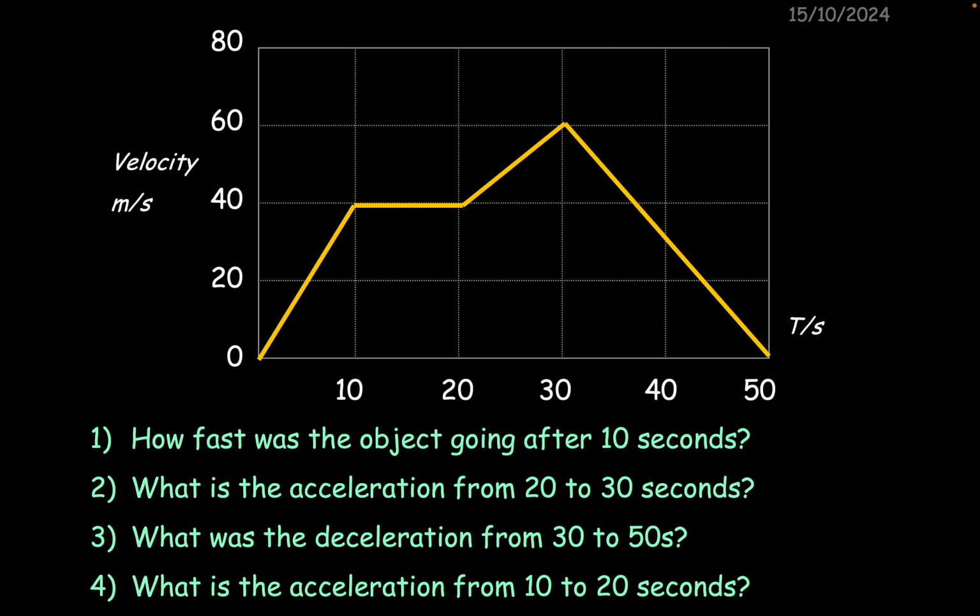Okay, more questions. Another graph. This time it's asking you some basic questions. Number one, how fast was the object going after 10 seconds? You basically just have to read off at 10 seconds that it's going at 40 meters per second.